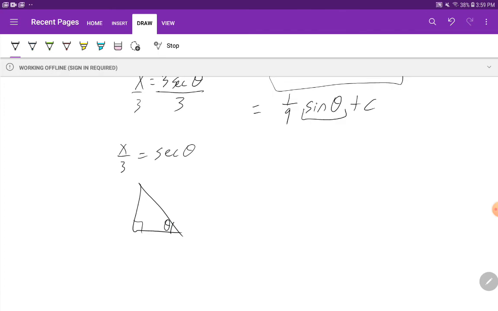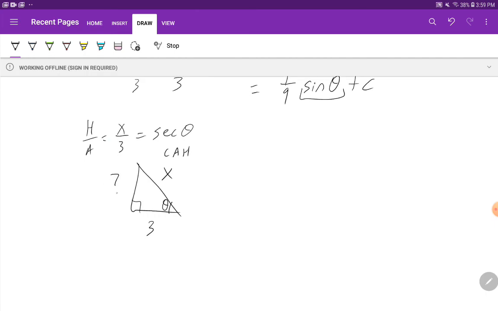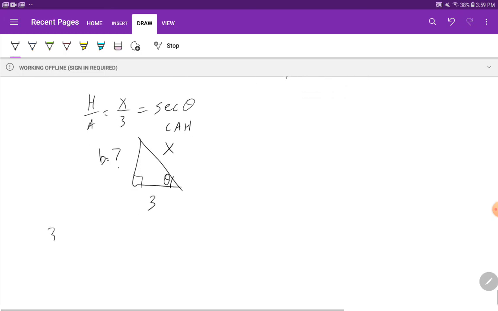Here's theta. And once again, secant is the reciprocal of cosine. So that means it's hypotenuse over adjacent. So x is the hypotenuse, adjacent is 3, and we've got to figure out this third side. I'll call it b, right? So we write 3 squared plus b squared equals x squared. We get x squared minus 9 is equal to b squared. So that means this side is going to be square root of x squared minus 9.